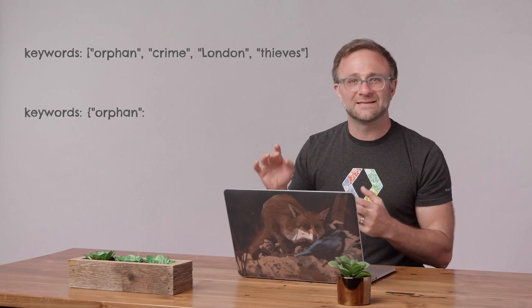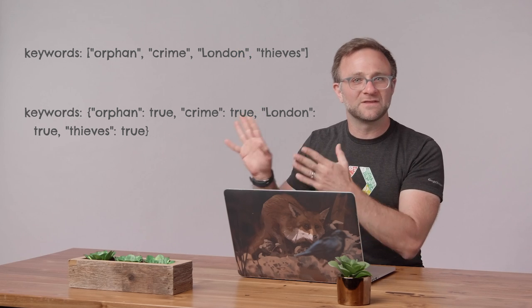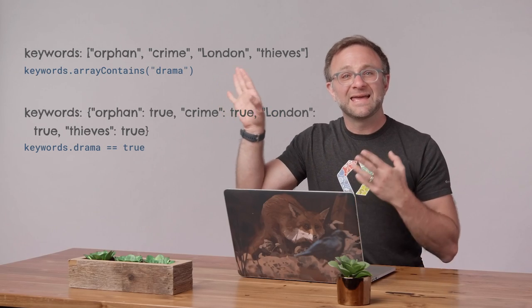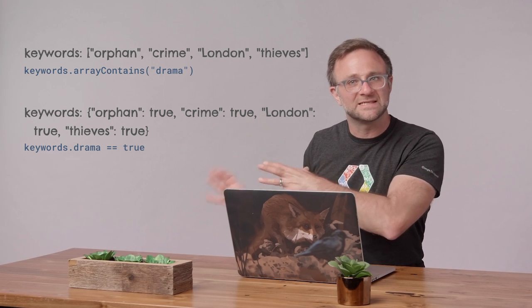So if you're wondering how this works, you can kind of think of it like behind the scenes, Cloud Firestore converts this array into a map where all the values of the array are fields in this map. And like a typical map, every one of these fields gets placed in an index. So asking for books where keywords array contains drama is kind of like asking for books where our imaginary keywords drama field is equal to true.